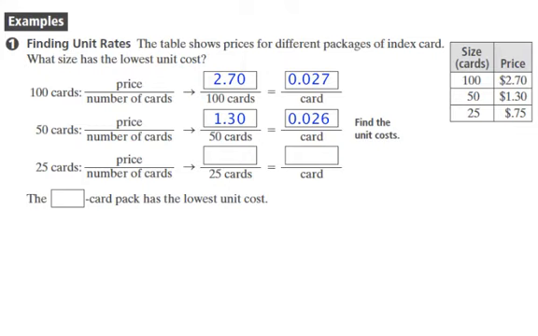For 25 cards, again, price over number of cards, so 75 cents over 25 cards. 75 divided by 25 is 0.03. So the package that has the lowest unit cost is the 50 card pack. The 50 card pack has the lowest unit cost. Pause the video if you need to copy down any part of this problem. Don't forget to write down a question if you have one that we can discuss in class.